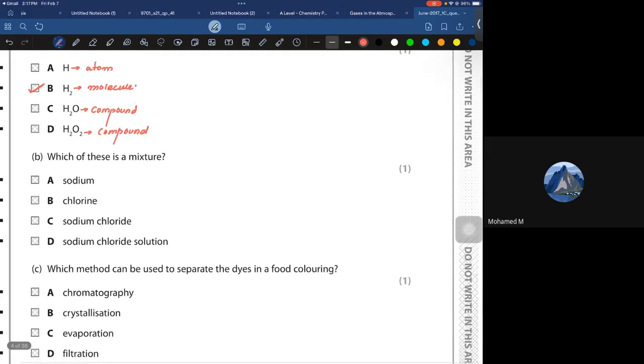Which of these is a mixture? Sodium chloride. Sodium is a metal, chlorine is a non-metal, which is a gas. It's a compound, an ionic compound. And that's a mixture, a solution, exactly. Isn't it a solution? Exactly. Solution means that NaCl plus water. It's a mixture. Okay.